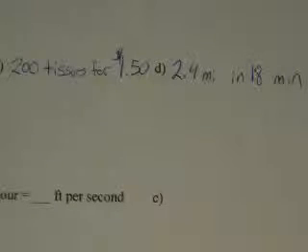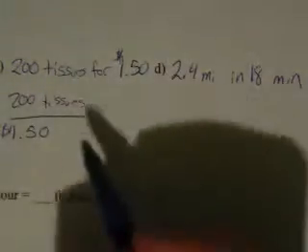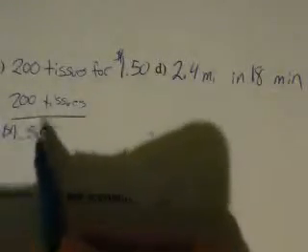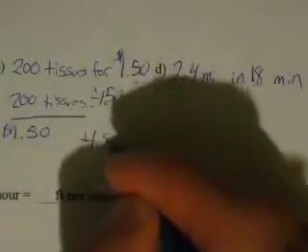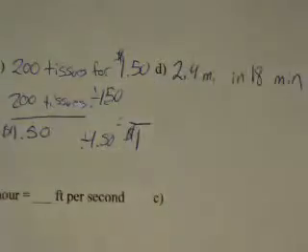When you are ready to continue, hit play. Okay, let's see how we did. Letter C. First thing you do is set up your fraction. 200 tissues for $1.50. Remember, you always divide by the denominator. Divide top and bottom. So I'm going to divide by 150. Divide by 150 equals, well, down here I'm going to get $1.